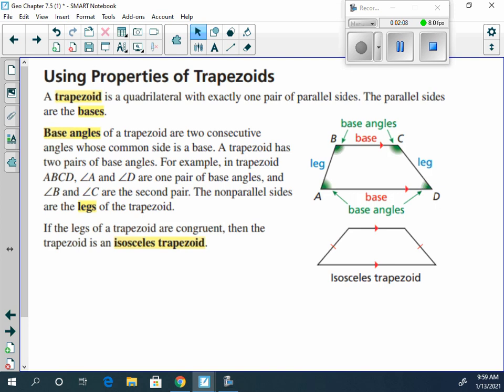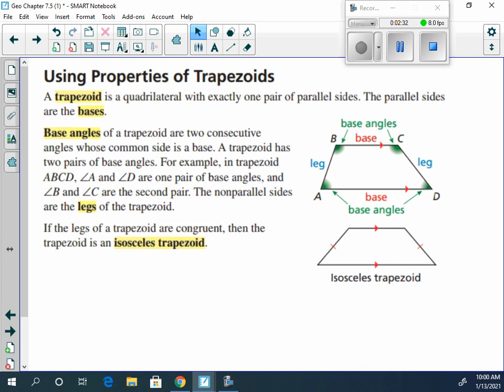Now, when you did the vocab sheet, there were some of these definitions that came up. One of them was base angles. And that's really dealing with this here. Now, in a trapezoid, we will have two bases. And the bases of a trapezoid are going to be parallel to each other. So trapezoids will only have one set of parallel sides. That's what makes them a trapezoid.